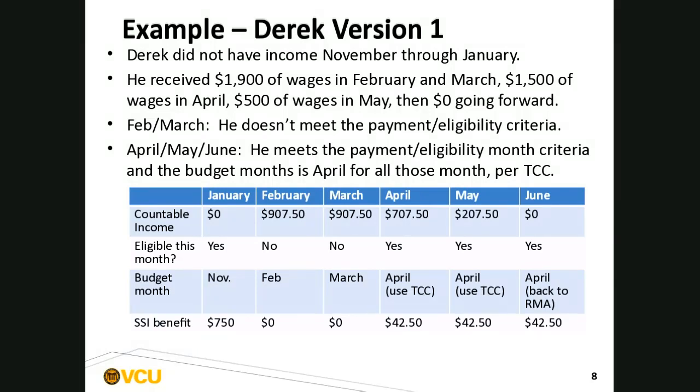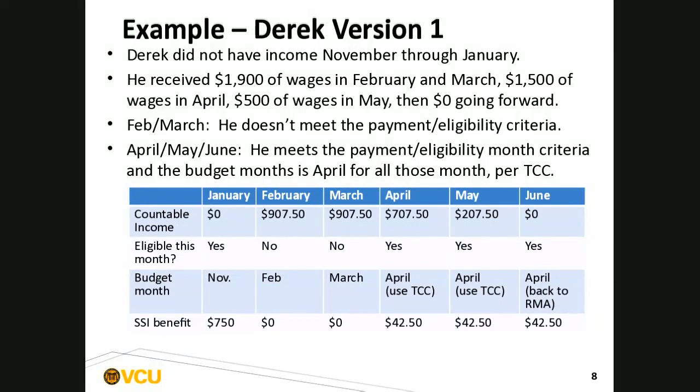And so those of you who've been doing this work for a while, you're probably thinking to yourself, okay, well, that's over the break-even point, so his SSI would be 0, right? So let's just keep going with the scenario details. And then in April, his wages dropped to $1,500, and then in May they dropped to $500, and then in June they're 0 going forward. So we got this great job, did a bunch of work in February and March, $1,900 each month, then it dropped to $1,500, and then it dropped to $500, and then he stopped working.